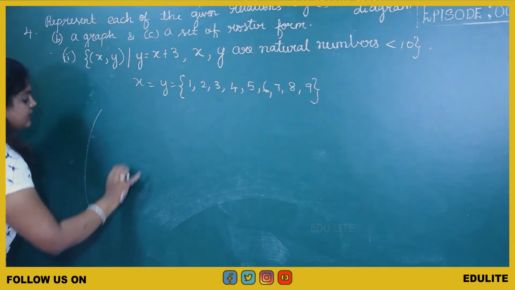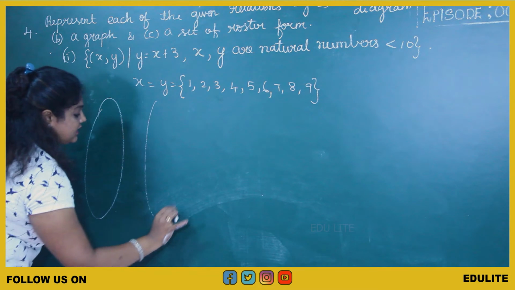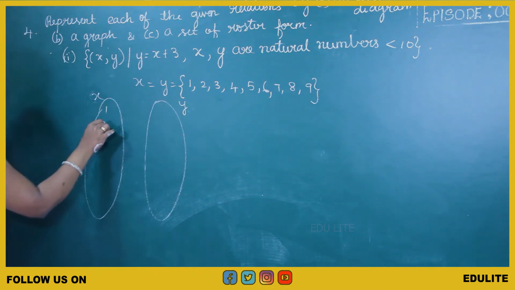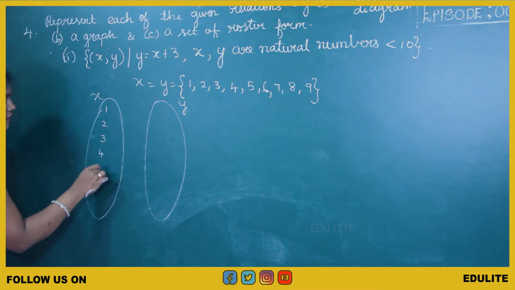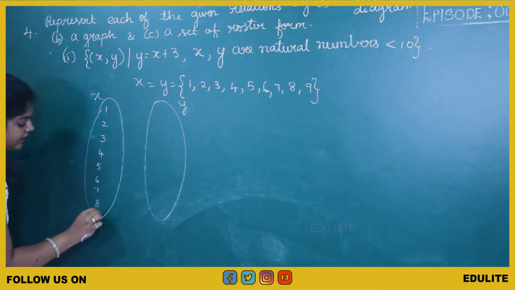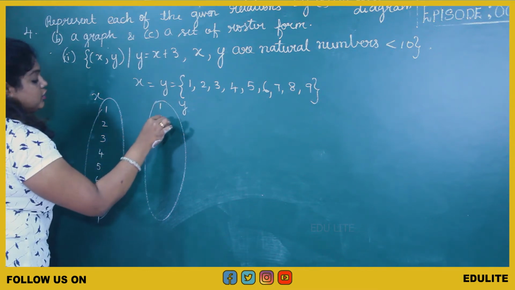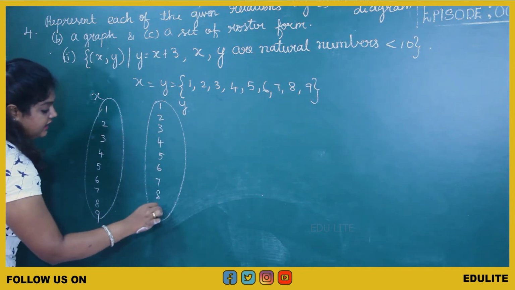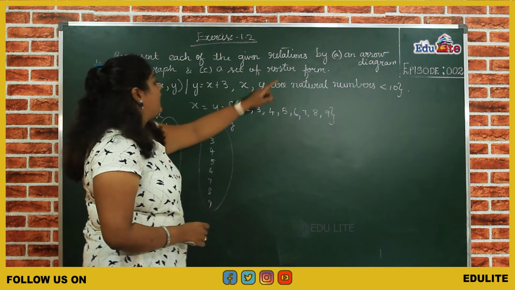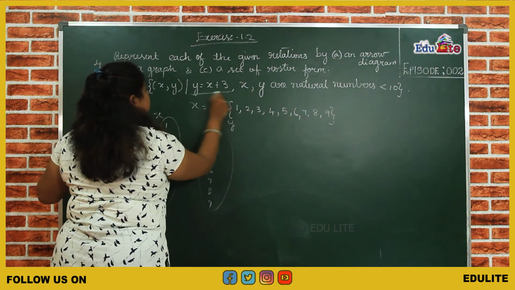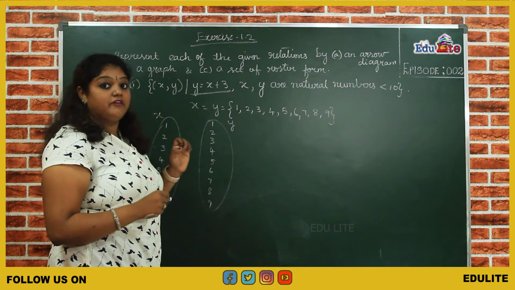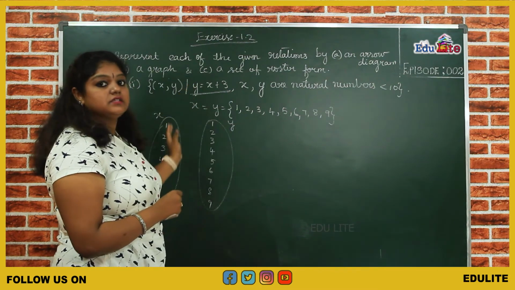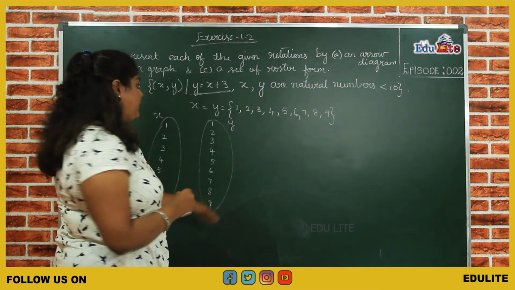We will draw an arrow diagram and write the points, then we will find out the mapping. X and y both are from 1, 2, 3, 4, 5, 6, 7, 8, 9. To draw an arrow diagram, we will use this notation and find out the values of x and y, that is, which point of x maps to which point of y.